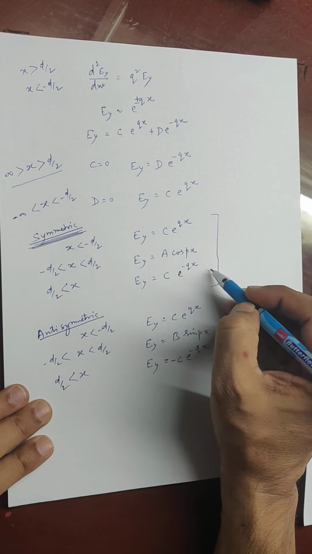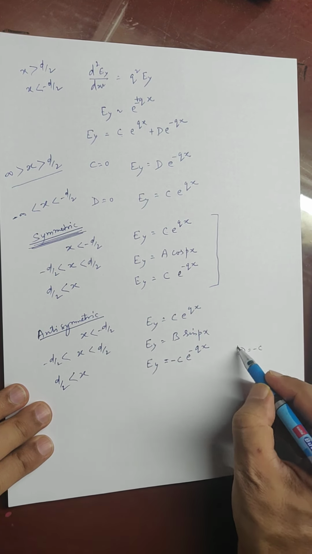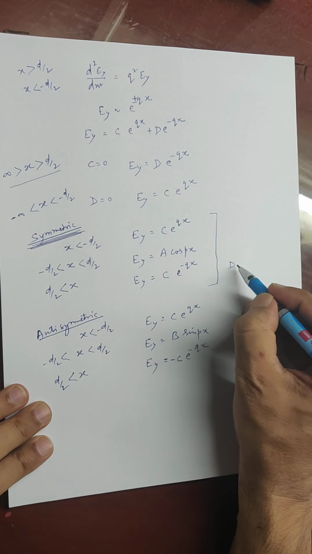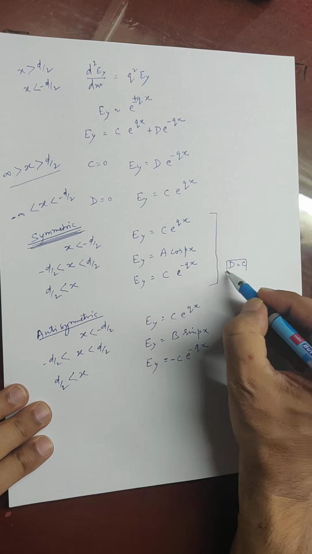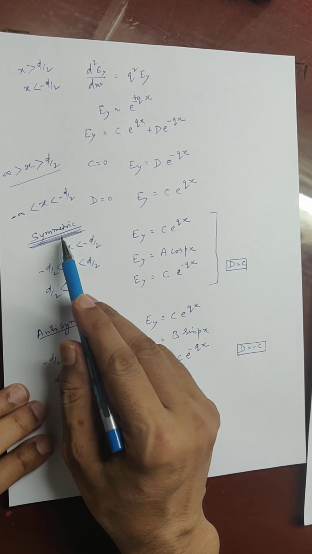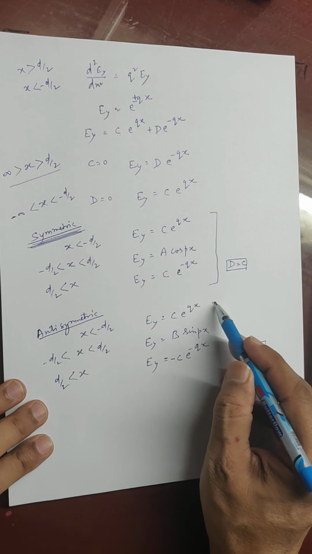For the antisymmetric requirement, we have chosen d as minus c, and for the symmetric requirement we have chosen d as c. This is necessary if you want the solution to be symmetric, and this is necessary if you want the solution to be antisymmetric.